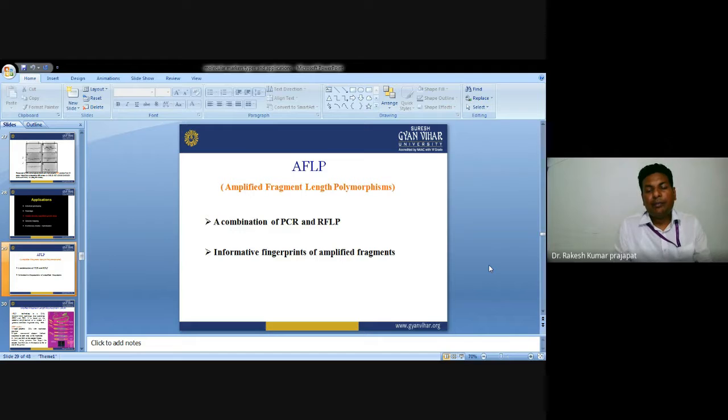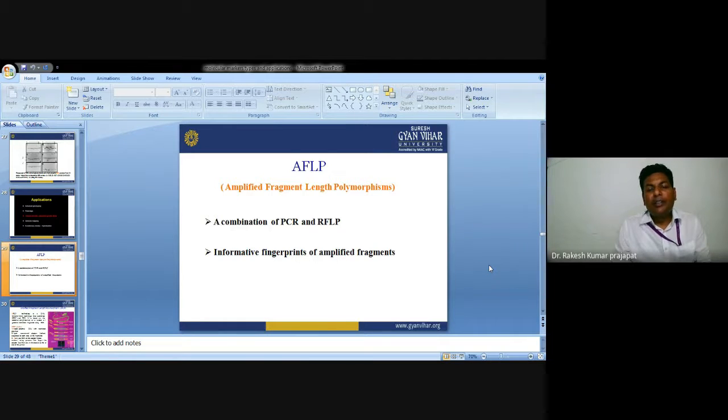Next is AFLP, amplified fragment length polymorphism. Here it's a combination of two techniques, PCR and RFLP. PCR, polymerase chain reaction, and RFLP, restriction fragment length polymorphism. Here we have to amplify the restriction fragments of the DNA. Then we are able to develop AFLP, amplified fragment length polymorphism. Then we study the polymorphism.